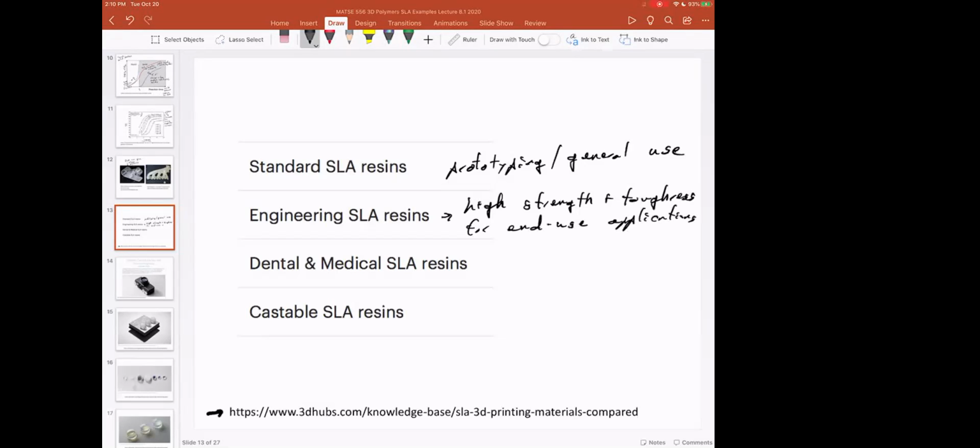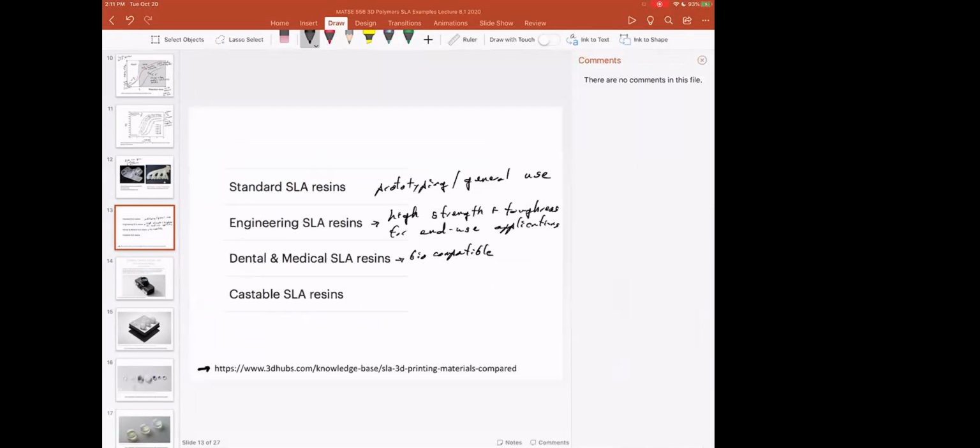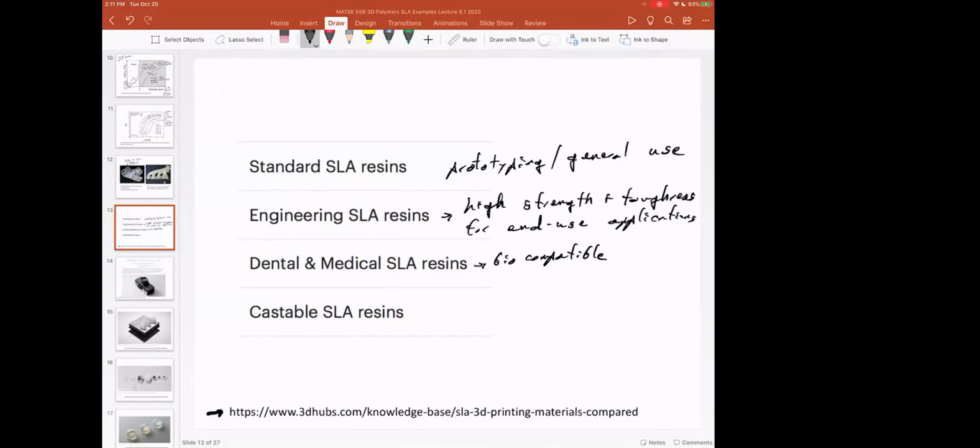Applications. Dental and medical resins need to be biocompatible, so they need to have low leaching. They need to be non-toxic, biocompatible, non-toxic. And they usually need to be registered or certified by the FDA. We'll talk about that process a little bit.